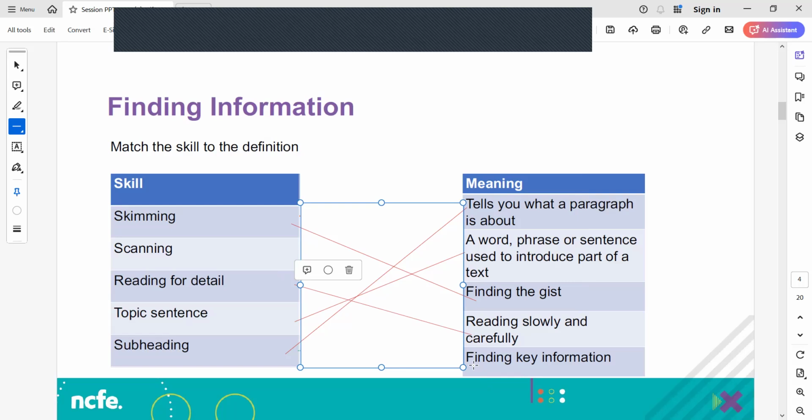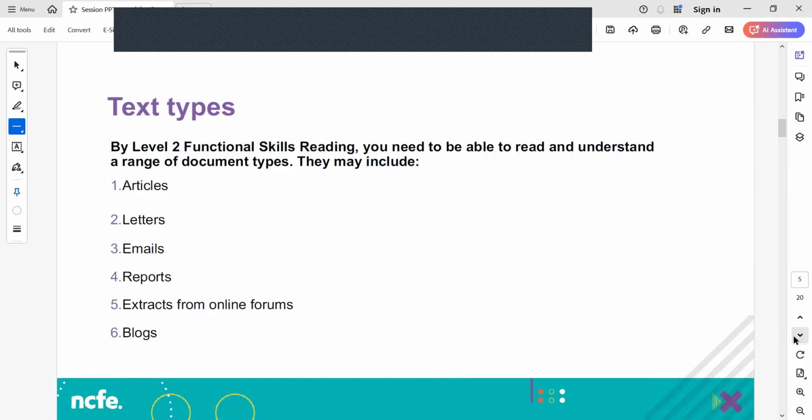And so that means that finding key information is scanning. So if you have a question, then you need to identify the keyword, and then you would scan the text for that keyword to find the answer. We'll look at that in a moment.